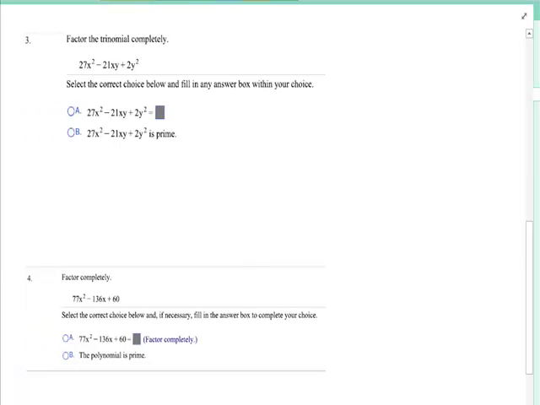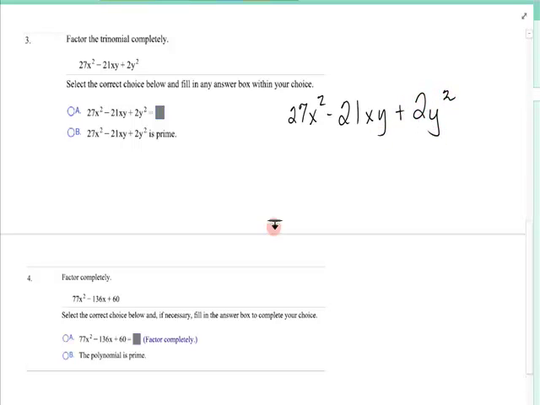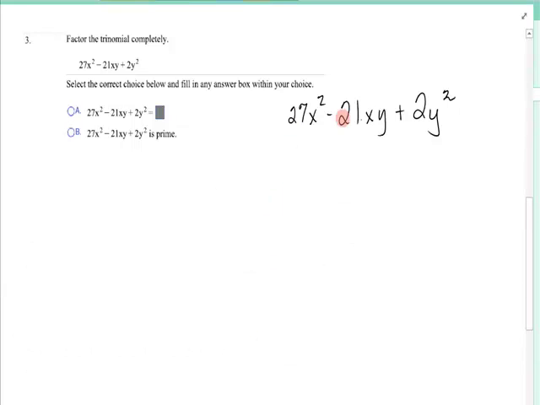Next one, I think this is problem number 3. I have 27x squared minus 21xy plus 2y squared. All right, common factor? No. Well, it's a trinomial, so here I go. Last sign is plus. That means plus plus or minus minus. So in this case, it's minus minus. I know that I'm going to need a number with x, but I have a y squared. So I'm going to need a number with y.